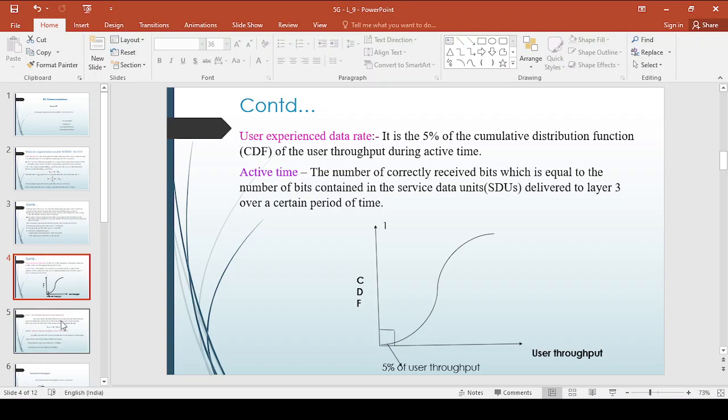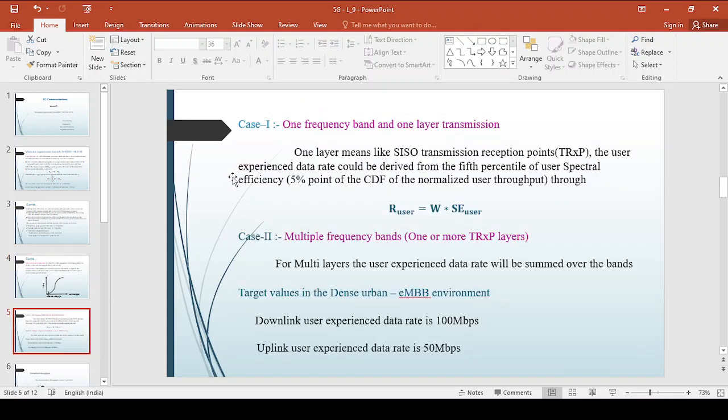Now here we calculate in two different ways. User experience data rate is calculated in two different ways. One is case 1, under which there is one frequency band and one layer transmission. If you have only one frequency band and one layer transmission, like for example SISO, the calculation of the user experience data rate is given as channel bandwidth into spectral efficiency. Multiplication of channel bandwidth into spectral efficiency will give you the user experience data rate.